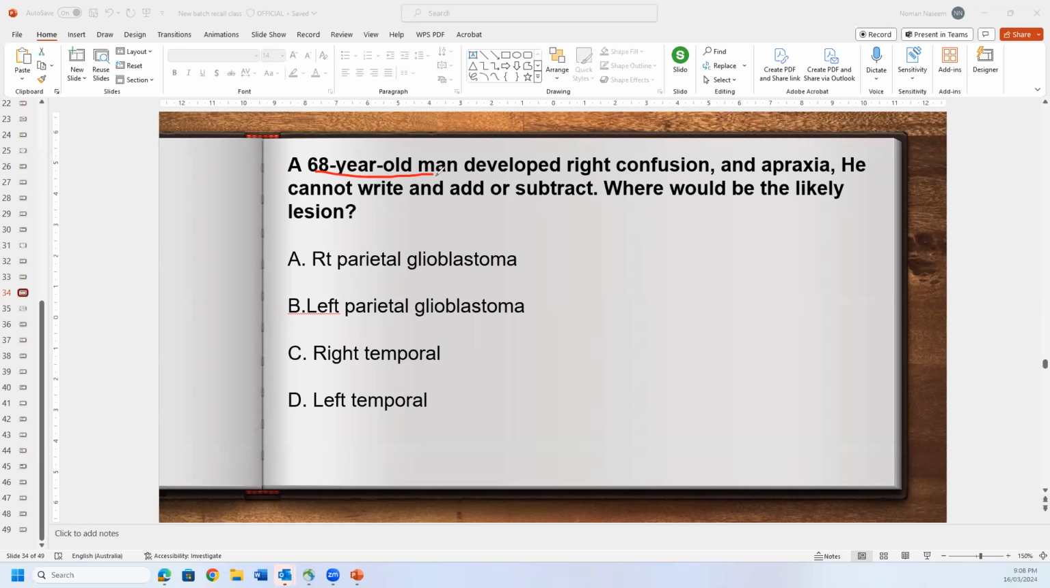A 68-year-old man developed right-sided apraxia, also has confusion. He cannot write, add, or subtract. Where would the lesion be? Right parietal glioblastoma, left parietal glioblastoma, right temporal or left temporal region?